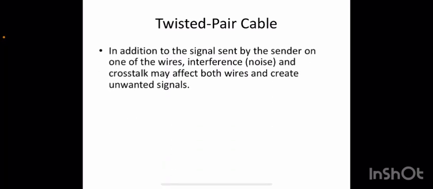Why are we using this twisting? That's a question, and we will see the answer here. Of course, in addition to the signal carried by the sender on one of the wires, interference and crosstalk, some noise, extra signals will be added on the way, right? And this noise may affect both wires and create some unwanted signal that is received by the receiver. Of course, that is the case. On the way, some extra noise or some extra unwanted signal will be added.